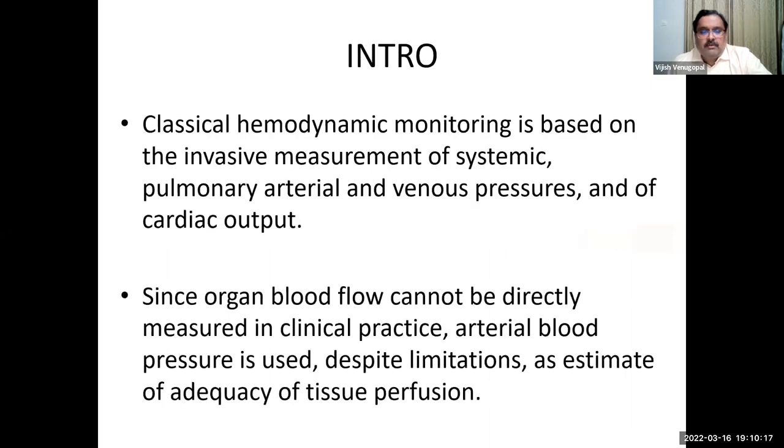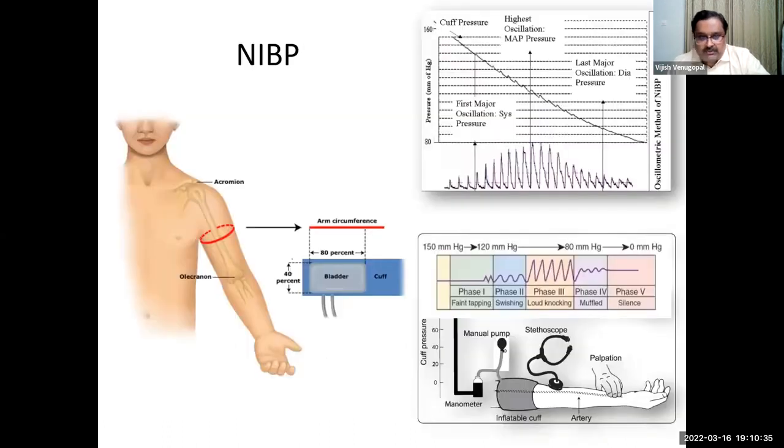So coming to basic hemodynamic monitoring, the classical hemodynamic monitoring is based on invasive measurement of systemic and pulmonary arterial and venous pressures and of cardiac output. Since organ blood flow cannot be directly measured in clinical practice, arterial blood pressure, despite its limitations, is used as an estimate for the adequacy of tissue perfusion. And how do we monitor that? We can monitor it non-invasively by using a BP cuff, either automated using the oscillometric method or by the palpatory method by listening to the Korotkoff sounds.